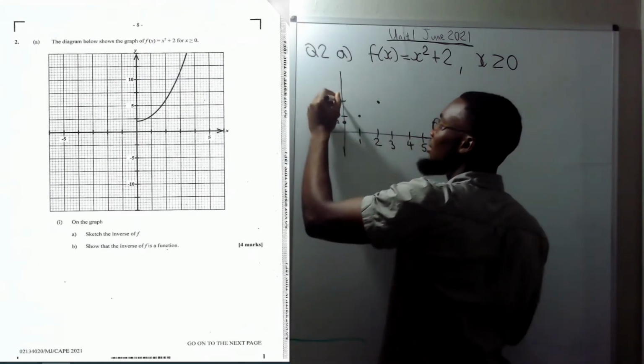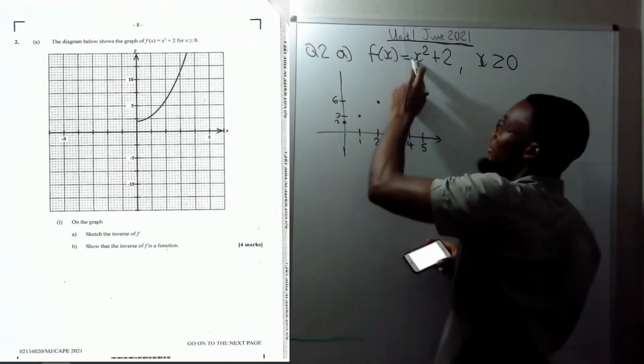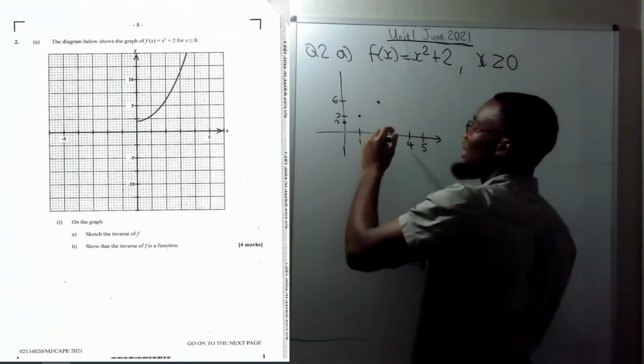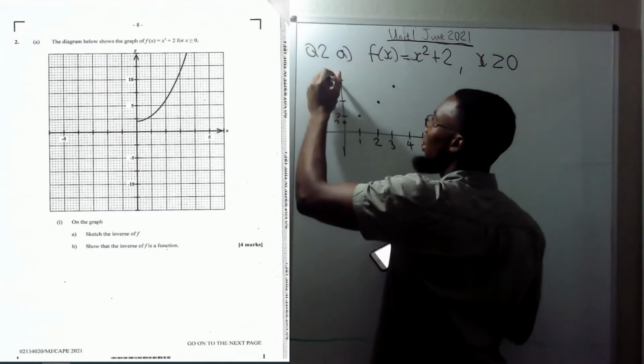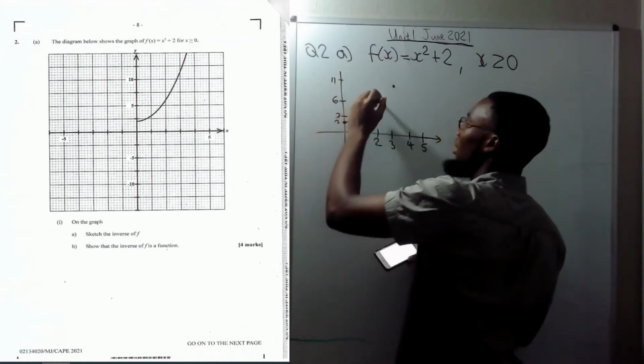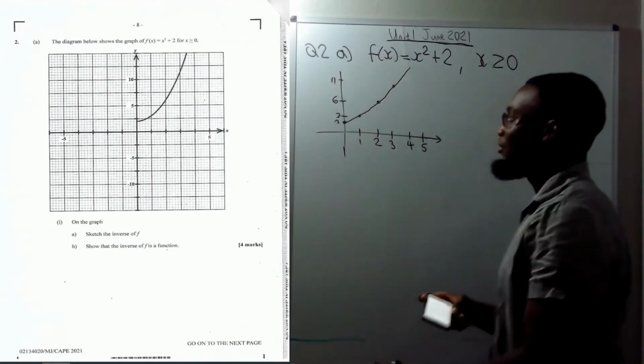Right here is 6. When x is 3, 3 squared is 9, 9 plus 2 is 11. So let's put that point here. I'll get the gist of the graph.